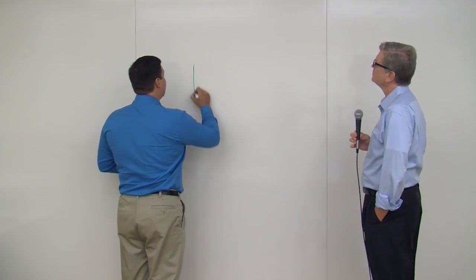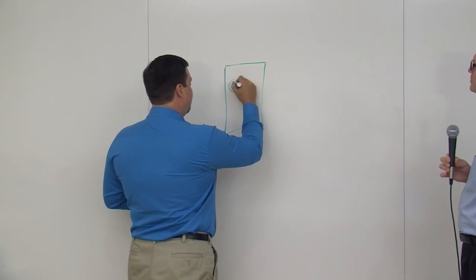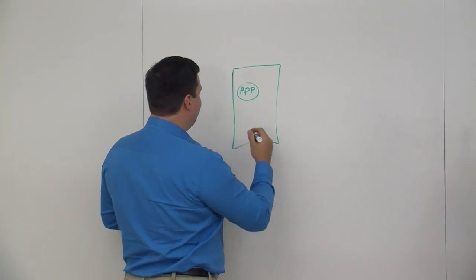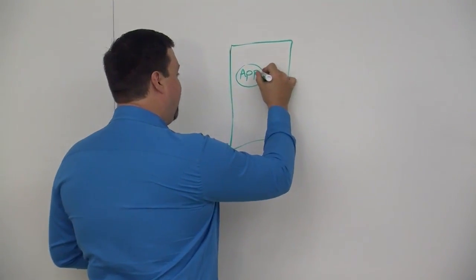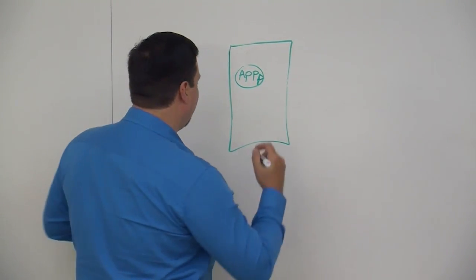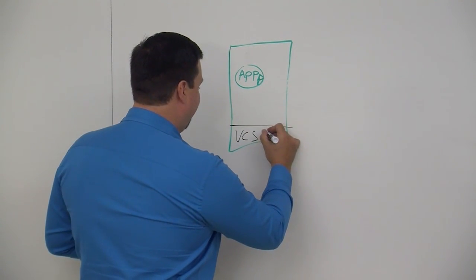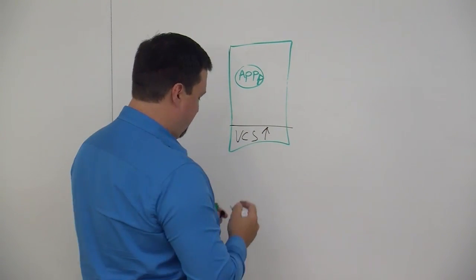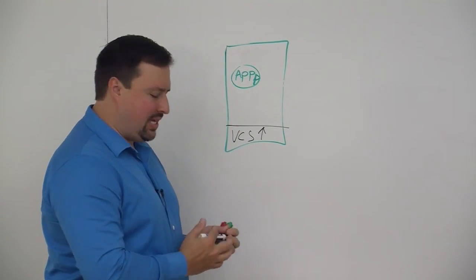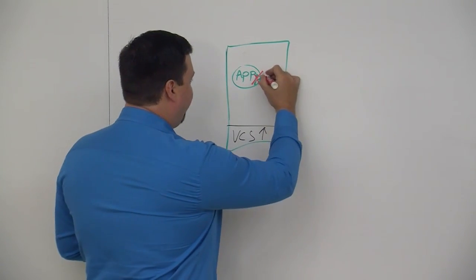So in a traditional VCS cluster, we have the application. The app itself can be up or it can be down, but what we're concerned about is what the cluster thinks. So VCS from an app, it thinks it's up. Well, what happens if that application goes down? The app goes from green to red, now it's offline.